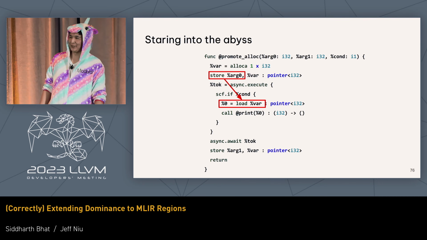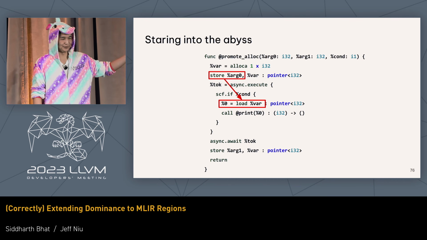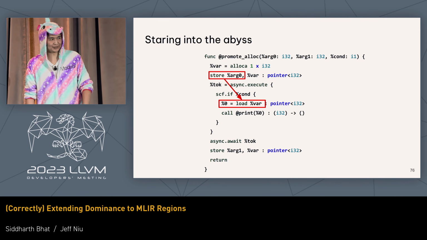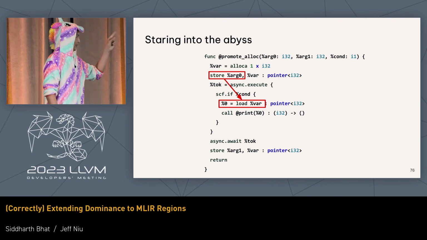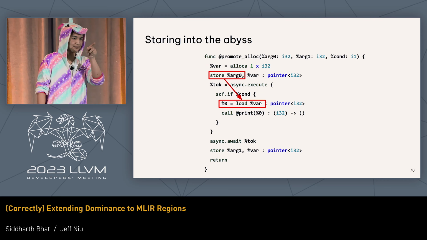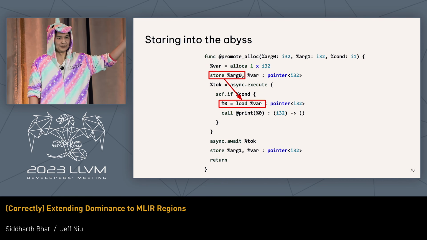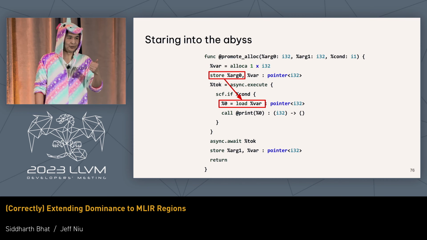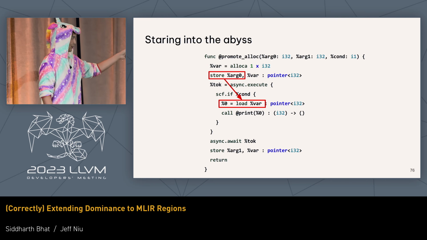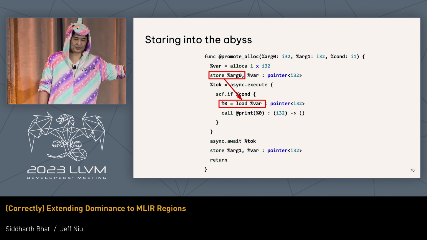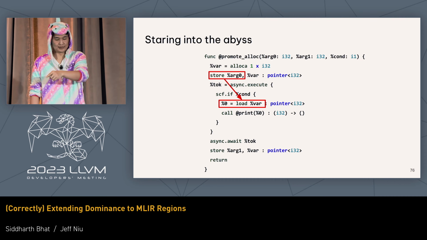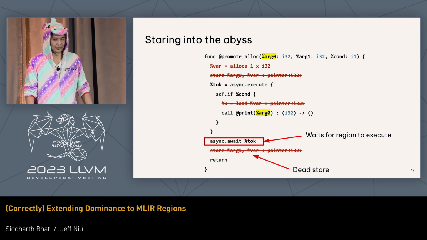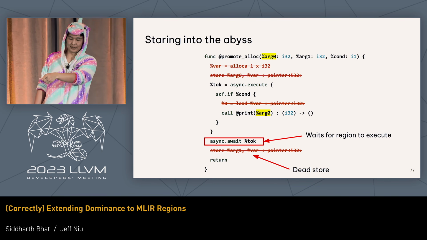Things get a little bit weird when you venture away from the world of functions and control flow. So we have a very similar example here, but this if is now executed inside an async.execute. What an async.execute does is it takes the body of the operation and puts it on some runtime, and it gets executed in another thread, for example. Then it returns a token, and we can await on the token and say, wait for this region to stop executing. So we have the same situation. The store of %arg0 is the nearest dominating store of var to this load, and we say, OK, we can just promote this thing off the stack and directly use %0.